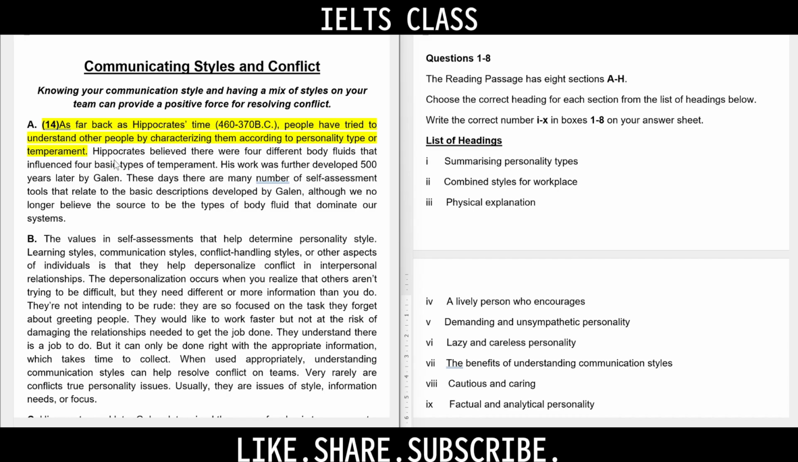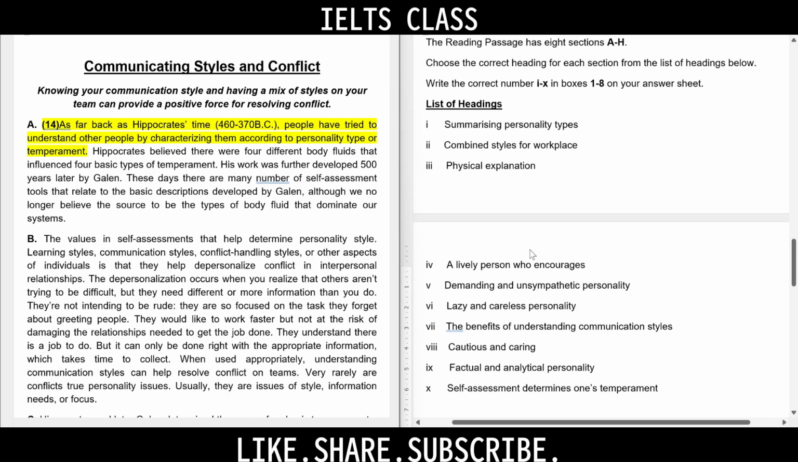So in this paragraph, they have said that people can understand other people by characterizing them according to their personality type, and there are four body fluids that influence four different types of temperament, or you can say four different types of personalities. The study was later developed by some other person, and then they used self-assessment tools to relate to the basic descriptions developed by Galen. So those four personality types or temperaments were determined using self assessment tools. And Hippocrates said that there are four different body fluids that influence these four different personality types, but Galen said, no, we no longer believe the source to be the types of body fluid that dominate our systems. So Galen says that the body fluids are not the factor that has determined these four personality types.